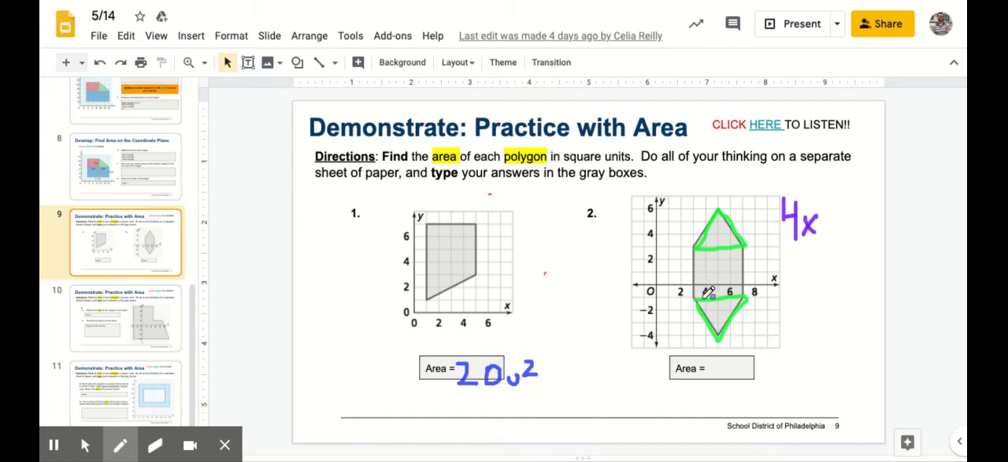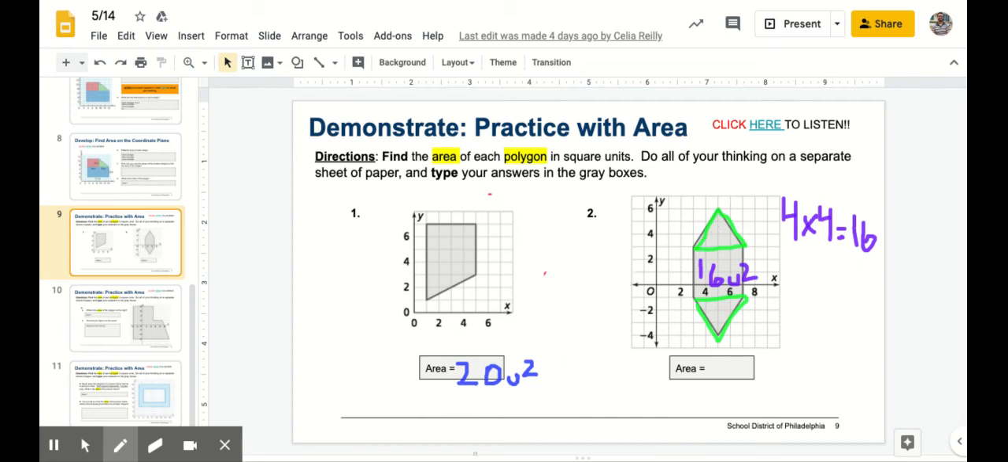Now I'm going to look at the height. 1, 2, 3, 4 units again. So if we do 4 times 4, we get 16 units squared for the area inside this square. 16 units squared.